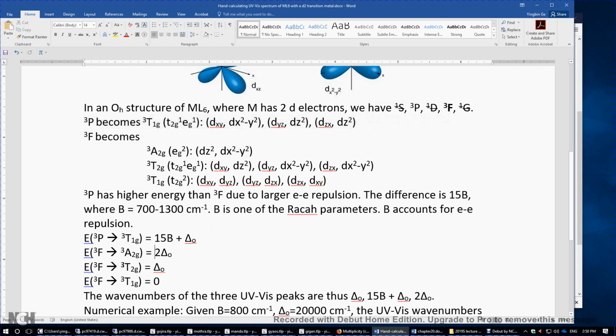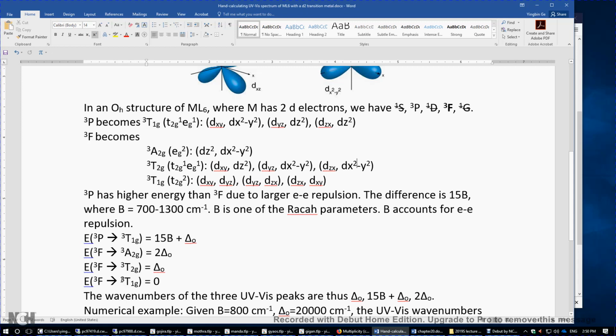And then if we look at 3T2G, it also originates from 3F. And this time we have 1 electron in the Eg orbital. So therefore we have delta O here. But again, there's no B term, only because these 2 are perpendicular to each other. These 2 orbitals are perpendicular to each other. Again, these 2 are also perpendicular to each other. The 2 electrons occupying these 2 orbitals are further away from each other.